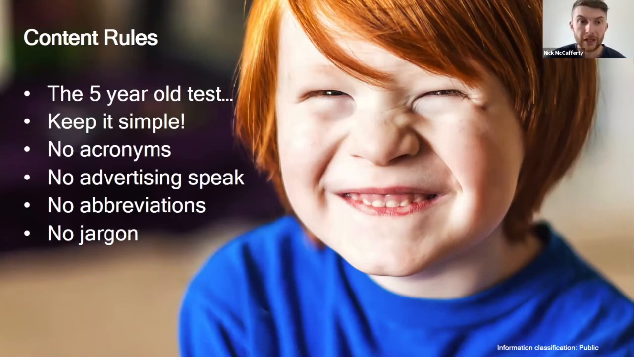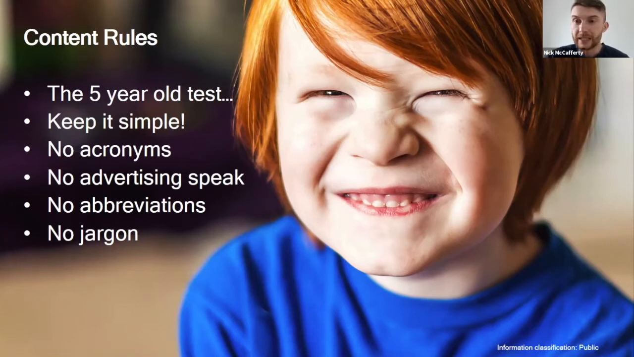So that is the best piece of advice we can give in terms of your content: keep it as simple as possible. Things to avoid are acronyms, advertising speak, abbreviations, and jargon, those sorts of terms that may be well known in your industry. You may be a sector specialist and understand that, but if you're speaking to a customer or a stakeholder or anyone within your network, they might not understand.